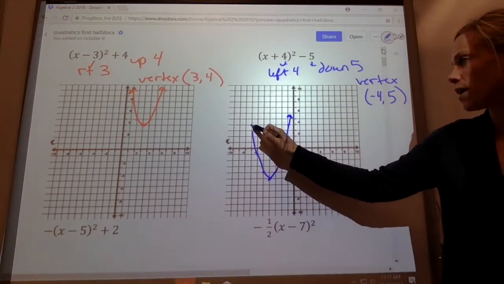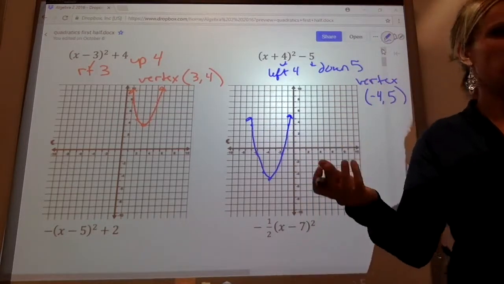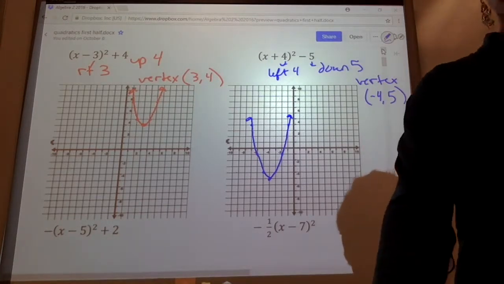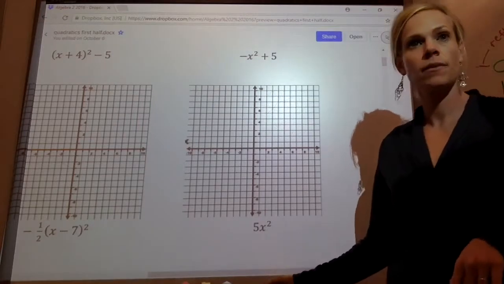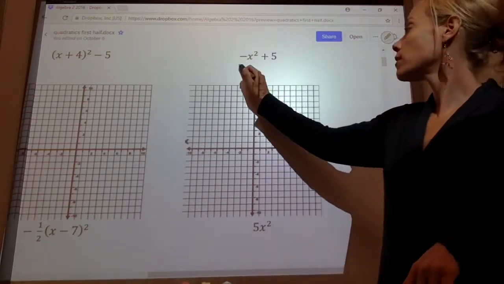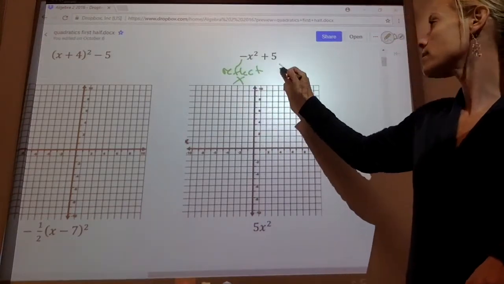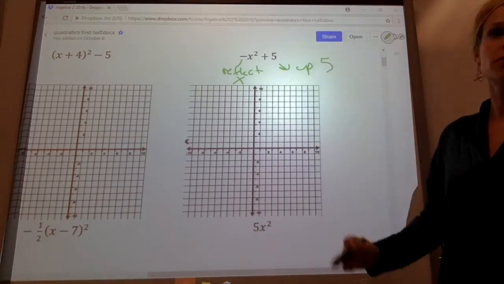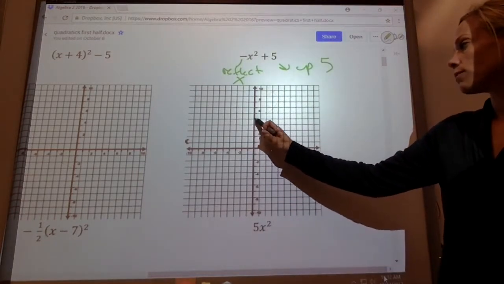And you probably wouldn't have to do the 5, right? If you just did up 1 over 1, up 3 over 1, that's probably enough to graph a parabola. So what about this one? What are my transformations here? Very good. Negatives always mean reflect. So reflect over the x. And then what's that? Up 5. Very good. So I did not move left and right, but I did move up 5. 1, 2, 3, 4, 5.